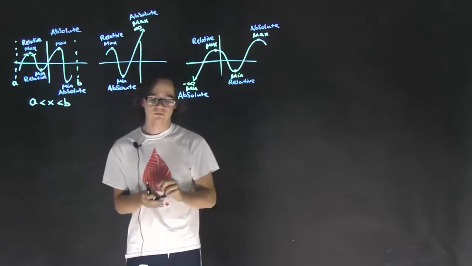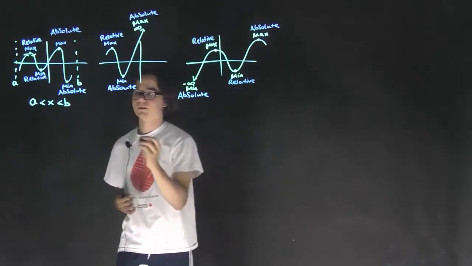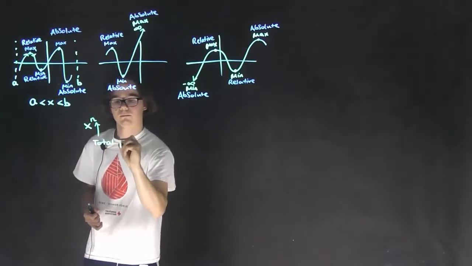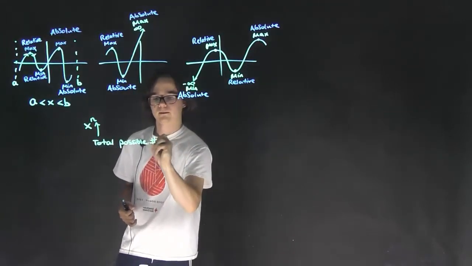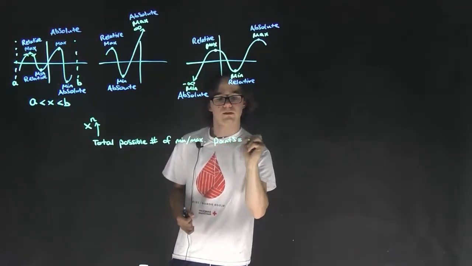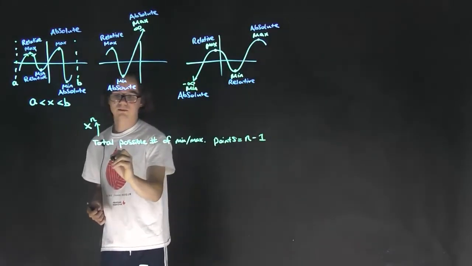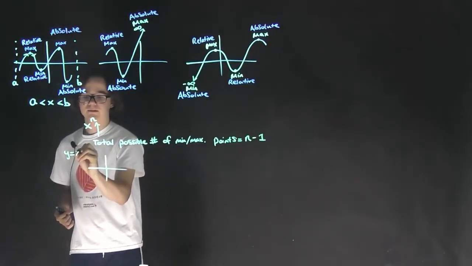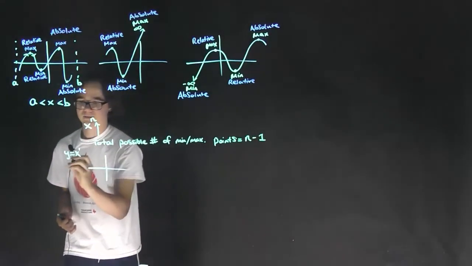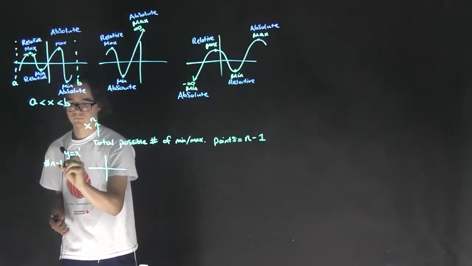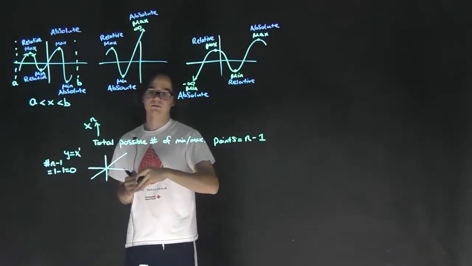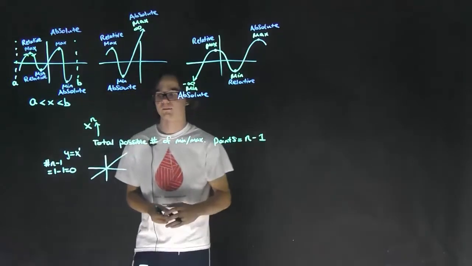One more thing to talk about is the total possible number of minimums or maximums we can have. If our highest exponent is x to the n, then our total possible number of minimum or maximum points is going to be n minus 1. And we can prove this really quickly. Let's say we have the graph y equals x. Well, the exponent here is technically 1, so our total number of minimums or maximums should be 0. And this is true because y equals x is just a linear function. The graph never goes from increasing to decreasing or vice versa, so we can't have any minimums or maximums.